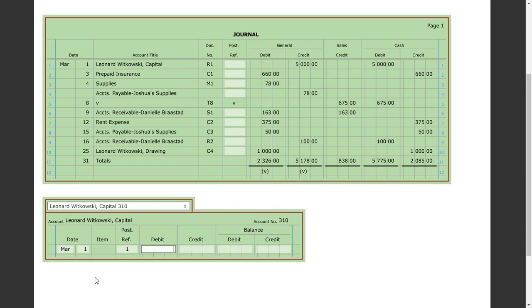Now, they give me options to put all of these numbers in here. You are not going to fill in every single one of these spots. Leonard Witowski Capital is being credited for $5,000. So I take this credit of $5,000 and I put it here for $5,000. I'm really taking it from one spot and putting it here.